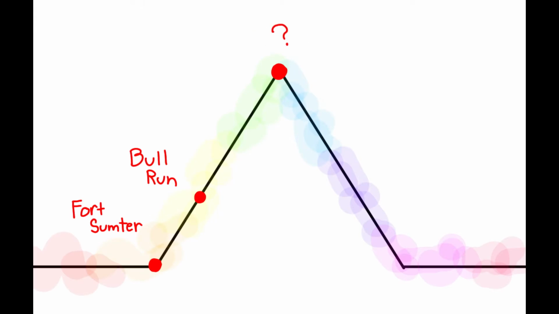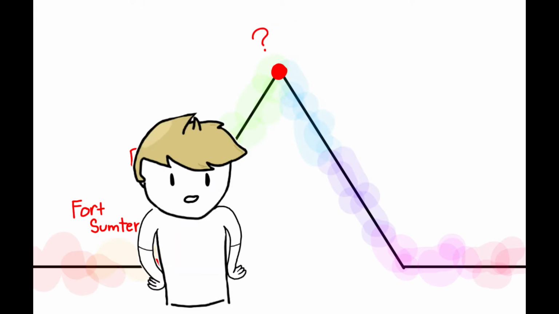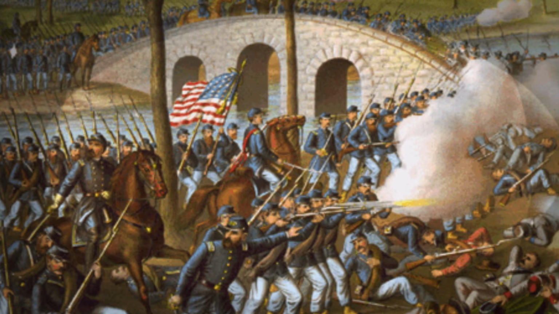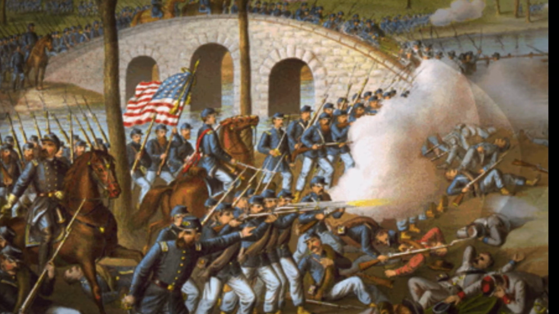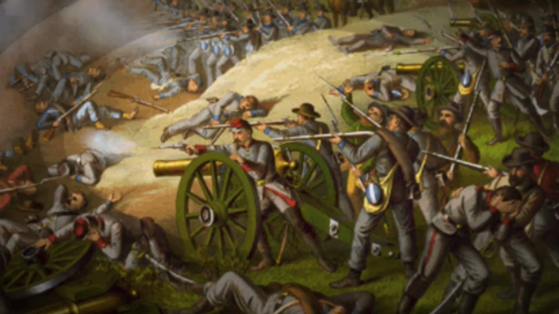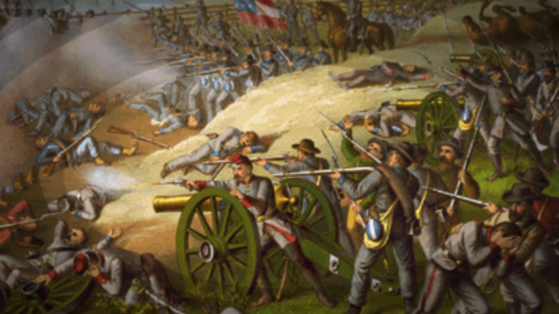Following these defeats comes the biggest turning point in the Civil War, but also quite possibly the deadliest. September 17, 1862, the bloodiest day in the Civil War, with an estimated 23,000 total casualties. This was the Battle of Antietam, the turning point in the Civil War.